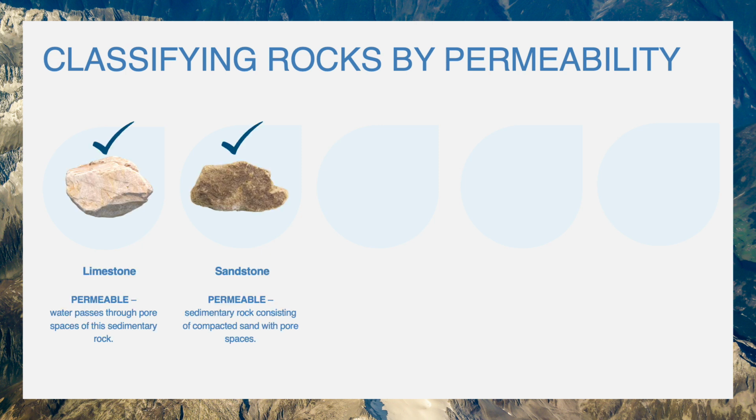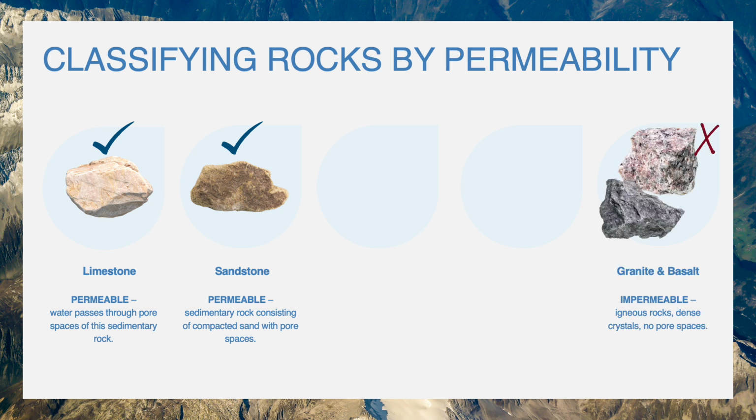The syllabus wants us to classify the rocks as permeable or impermeable. Most sedimentary rocks are permeable because they often have pore spaces between the particles. So for this syllabus, you need to know that limestone and sandstone are treated as permeable. Sandstone is permeable because it is made of sand grains with spaces between them, and limestone is permeable because it often has cracks and can dissolve slightly in water, forming channels and caves.